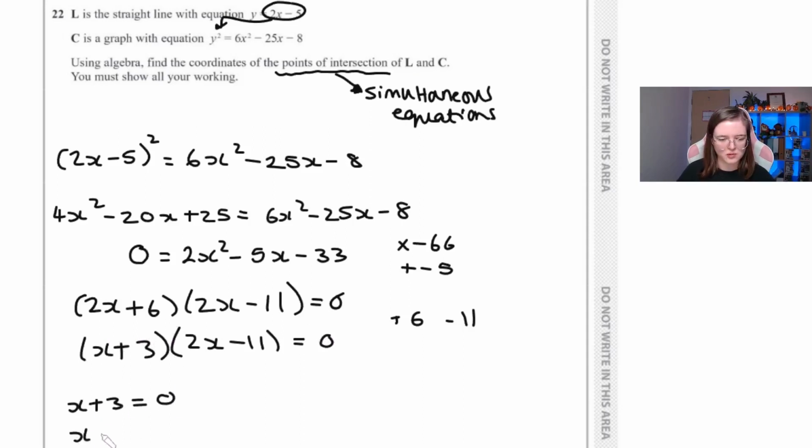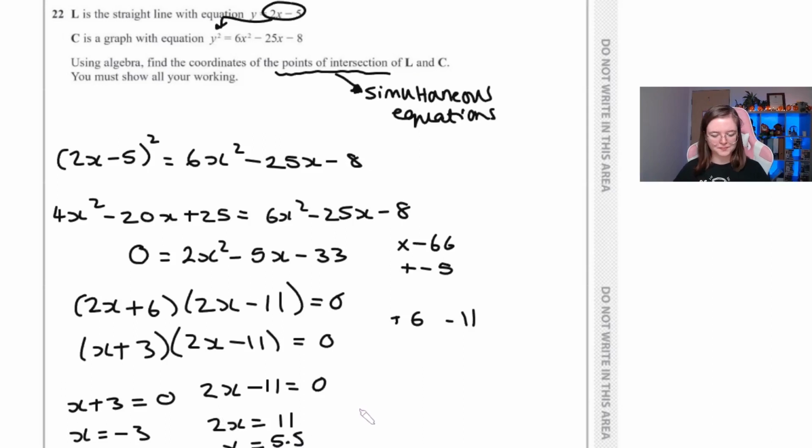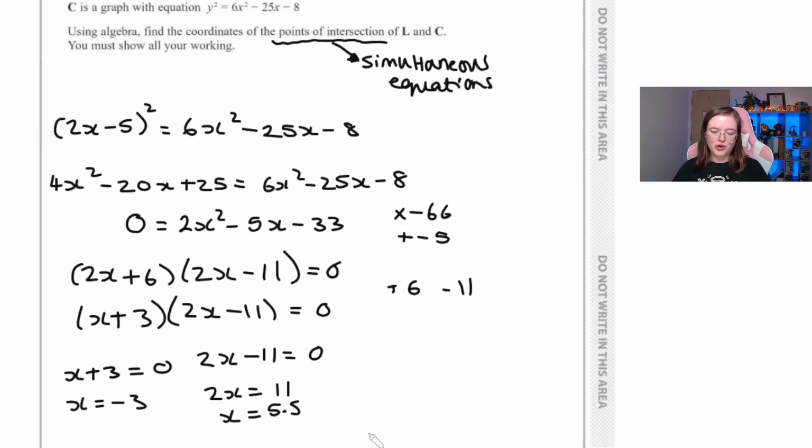So x is equal to minus 3. This equal to 0 is 2x minus 11 equals 0. So 2x equals 11. So x is equal to 11 divided by 2, which is 5.5. Okay. So those are my 2 x coordinates for the point of intersection. That's what simultaneous equations are for. That's what they find. They find the points of intersection. So that is those two.